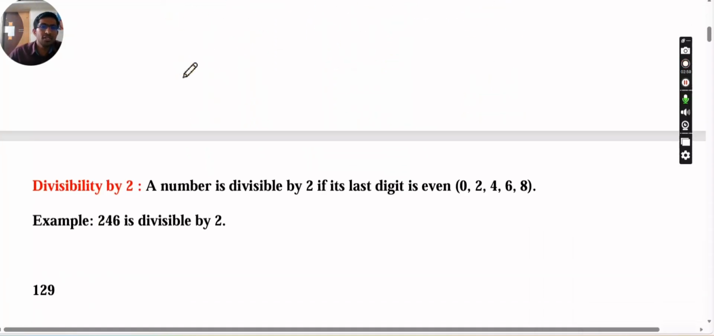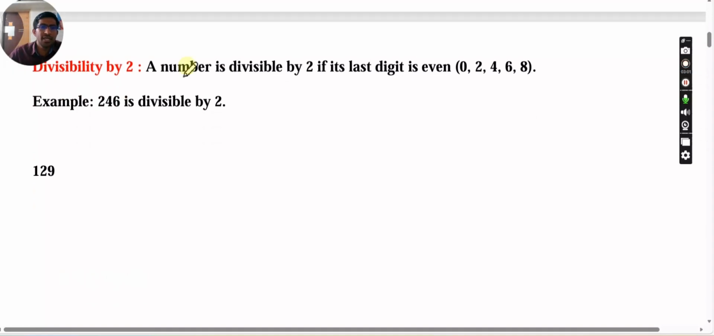So first we are going to learn about the divisibility by 2. So what is the divisibility test, or sometimes we call this the divisibility rule also. So this is the divisibility rule of 2. A number is divisible by 2 if its last digit is even. So this word is very important here. Last digit is even. So we can say directly also, all even numbers are divisible by 2.